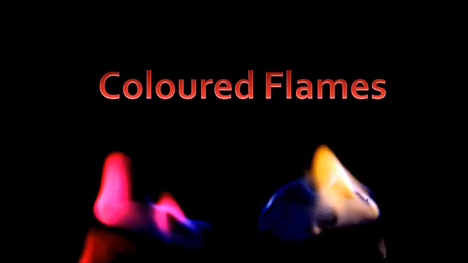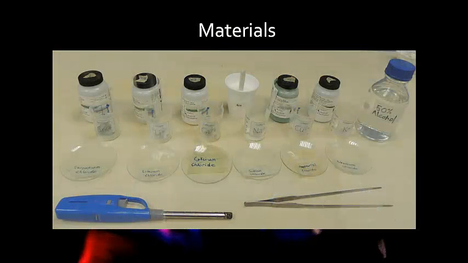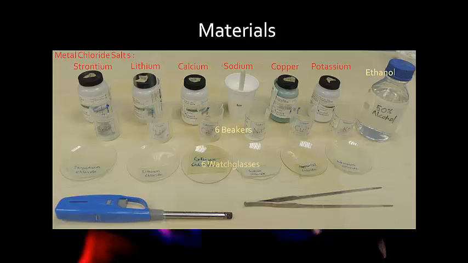Welcome to Coloured Flames. In order to observe coloured flames, you will need the following materials. Several metal chloride salts such as strontium, lithium, calcium, sodium, copper and potassium. You will also need ethanol, 6 beakers, 6 watch glasses, a long neck lighter and forceps.